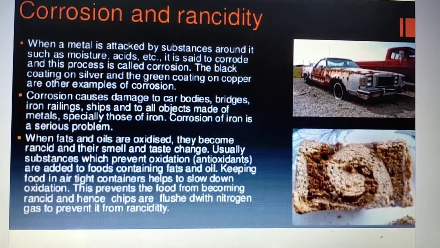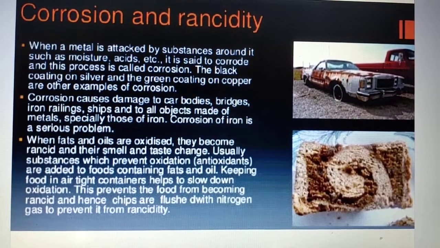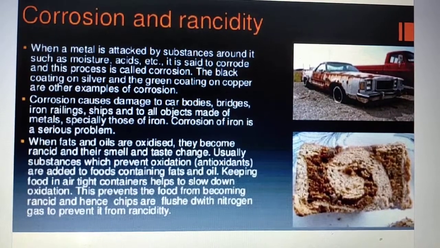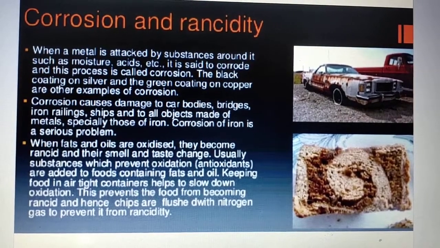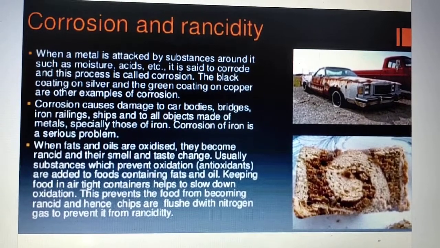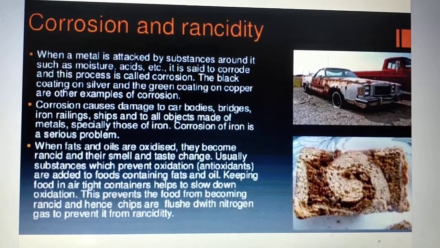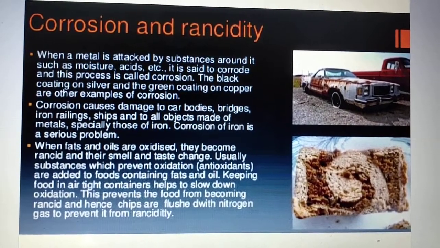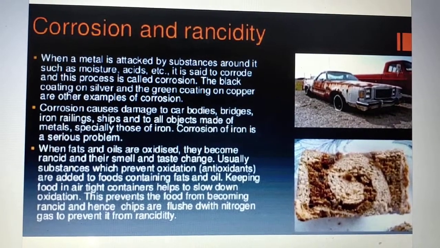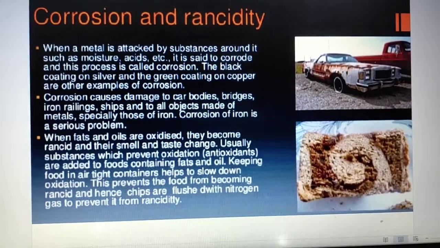When a metal is attacked by substances around it, such as moisture, acids, etc., it is said to corrode, and this process is called corrosion. The black coating on silver and the green coating on copper are other examples of corrosion. Corrosion causes damage to car bodies, bridges, iron railings, ships, and all objects made of metals, especially those of iron. Corrosion of iron is a serious problem.